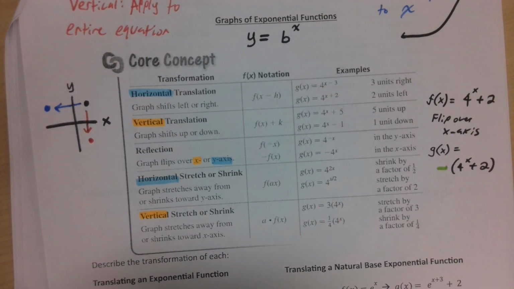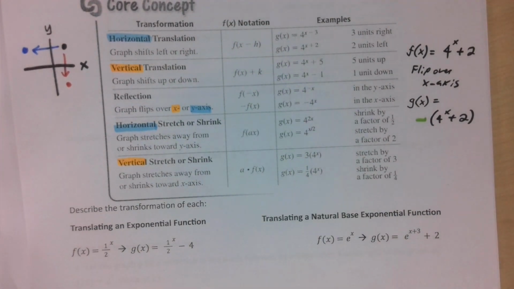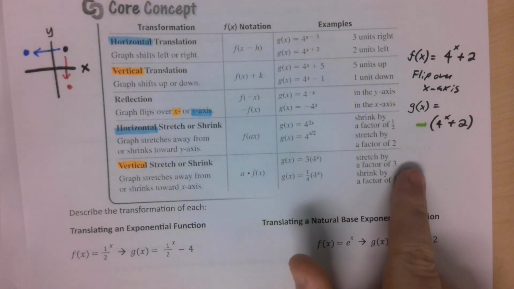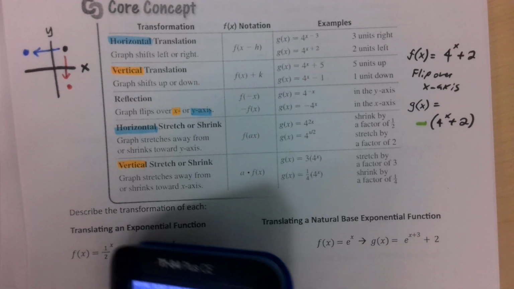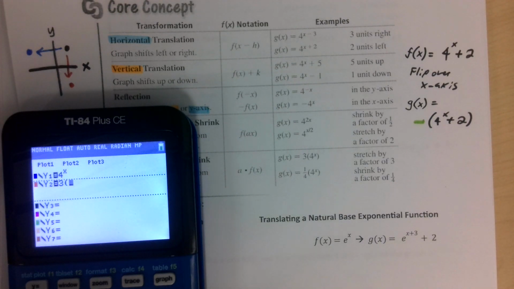Finally, we have horizontal stretches, shrinks, vertical stretches, and shrinks. Remember, when we're talking about vertical stretches and shrinks, the number you see is the number you get. So if we wanted to stretch 4 to the x by a factor of 3, we are going to be multiplying it by 3. We are multiplying the entire thing by 3. This is 3 times 4 to the x power.